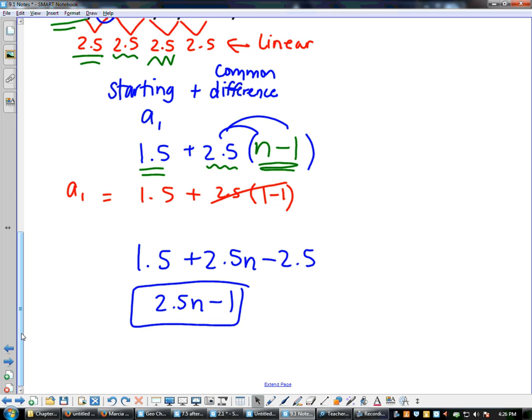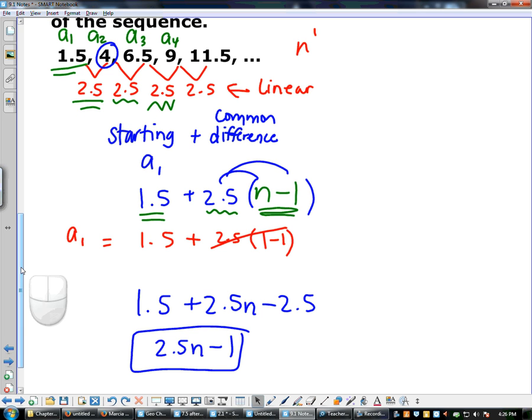You can even test that by maybe plugging in 3, 4, 5 and make sure you get those values. Is it okay to just leave the formula, a sub n equaling 1.5 plus 2.5 times n minus 1? Yeah, I think that's fine. Because I like that better. Yeah, leave it like that then.